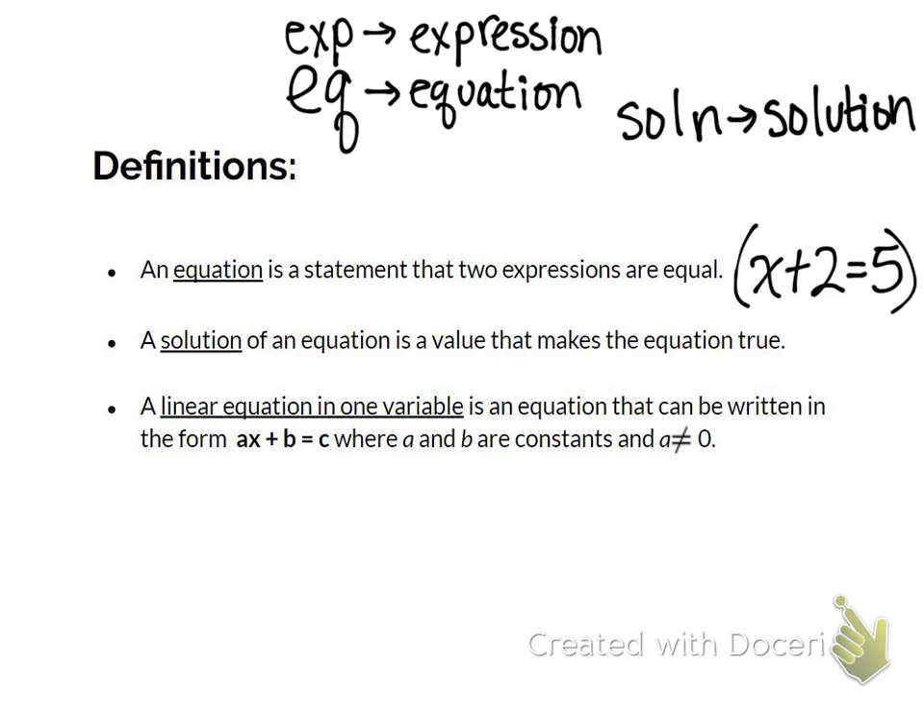A linear equation in one variable, it's a big term, is an equation that can be written in the form ax plus b, where a and b are constants and a does not equal 0. I want to talk about this whole ax plus b real quick. What's happening between the a and the x? They're being multiplied, and what's happening with the b and the rest of that? It's being added. So we've got 2 different operations going on there. We're going to be dealing with that general form a lot this year.